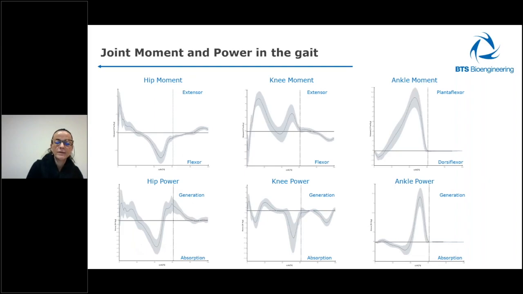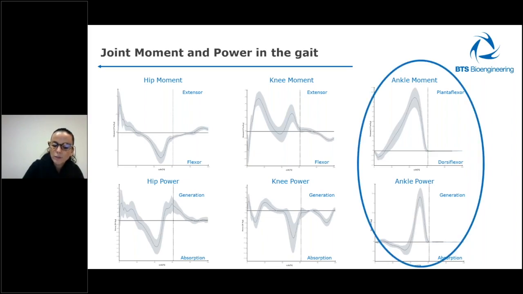Here we find the graphs of the moment and of the powers of hip, knee, and ankle during the gait cycle. Let's try now to read together the graphs of moment and power related to the ankle joint.